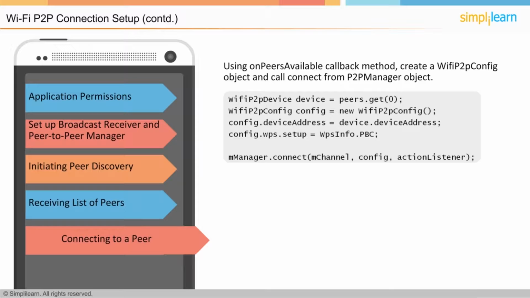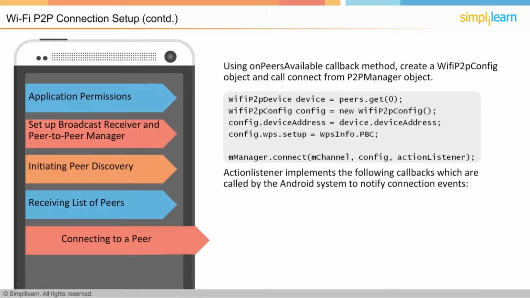We get the device address from the Wi-Fi P2P device object. Wi-Fi protected setup is set to push button configuration, PBC. We pass the action listener object to the connect method, which implements callbacks to notify the connection result. Following are callbacks of action listener interface.